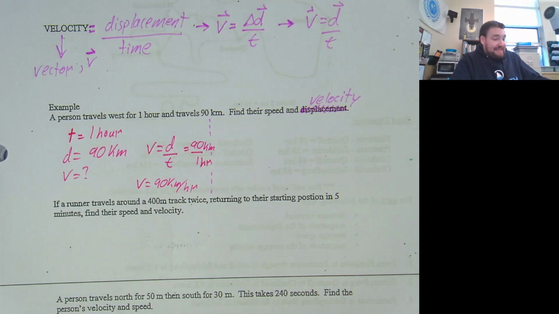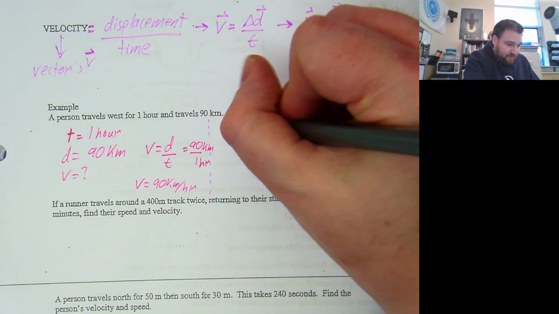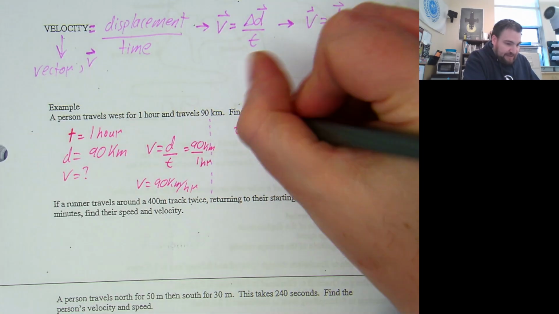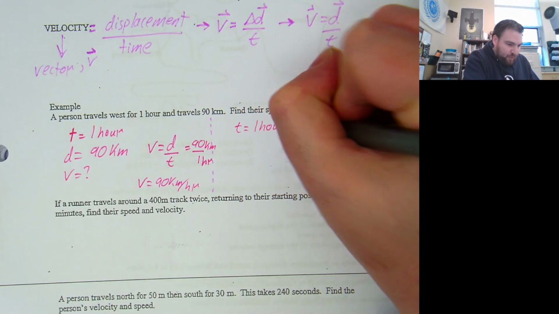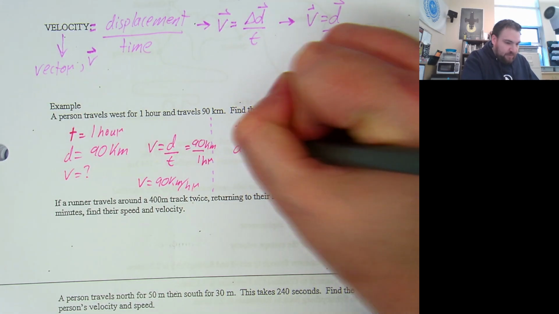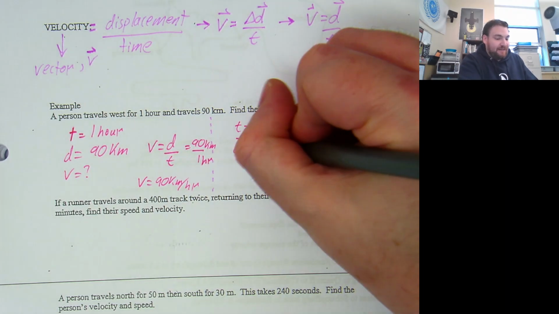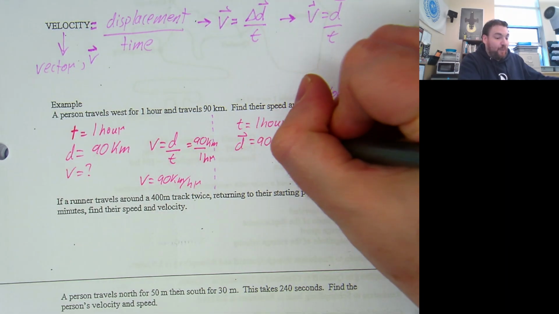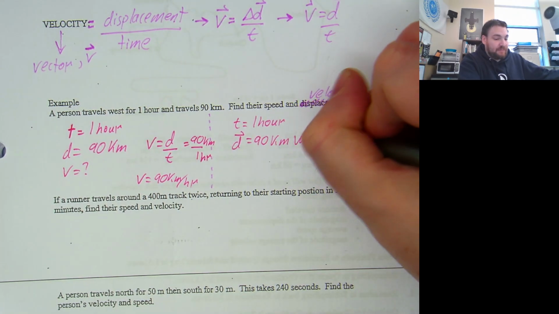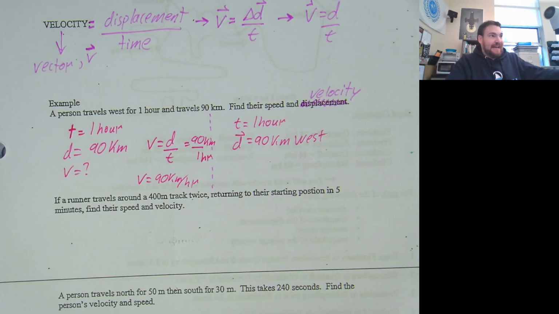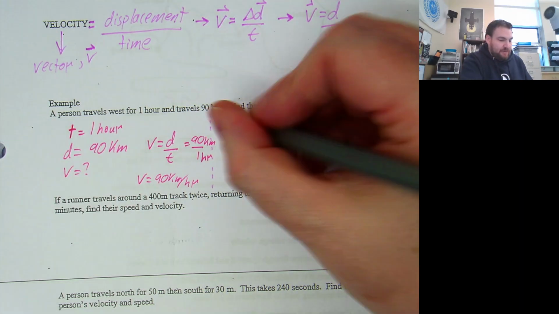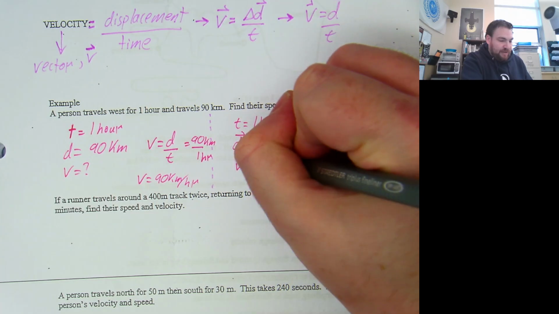Velocity is going to be the exact same setup with one difference. The time is still 1 hour. What's the displacement now? Almost. 90 west. Displacement has to have the direction. So then the velocity now is what we're looking for.